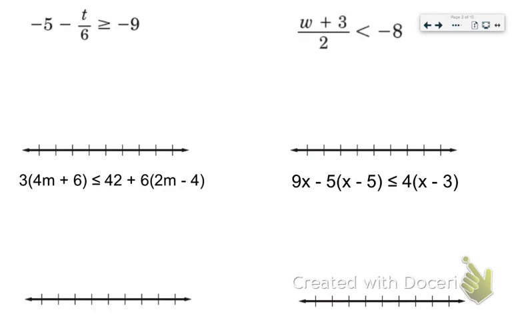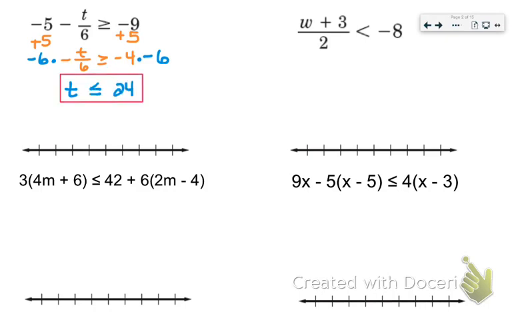Our first example on the next slide, we've got to isolate the term with the t first. So that means we need to add 5 to both sides as our first step before we worry about the fraction. So we have a negative t over 6 is greater than or equal to negative 4. And now to undo the division by 6 and get rid of the negative at the same time, we're going to multiply both sides by negative 6. So we get t on the left, positive 24 on the right, and this is where we can't forget to flip our sign. We multiplied by a negative, so we change it to a less than or equal to. So we need a closed circle at 24 and an arrow going to the left.